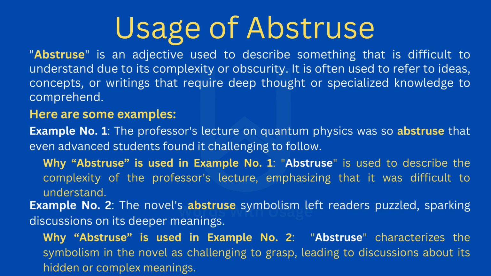Example number 2. The novel's abstruse symbolism left readers puzzled, sparking discussions on its deeper meanings. Why abstruse is used in example number 2. Abstruse characterizes the symbolism in the novel as challenging to grasp, leading to discussions about its hidden or complex meanings.